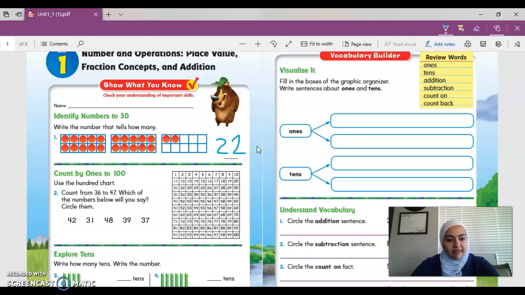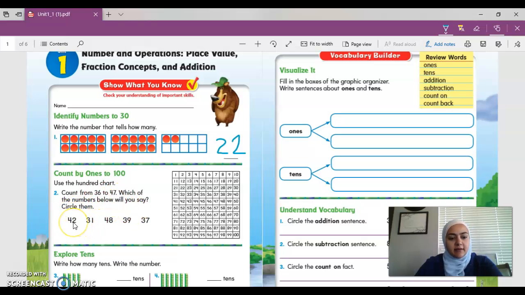Whew, I'm out of breath. Okay. Count from 36 to 47. I know that's what that said, but I thought since today's the first day of school, we should just review from 1 to 100. Anyway, which of the numbers below will you say? So circle the numbers between 36 and 47.